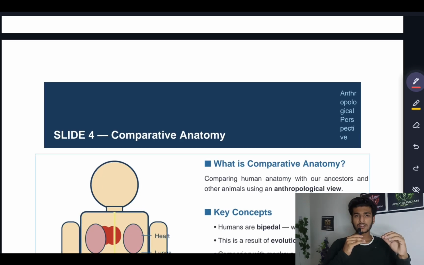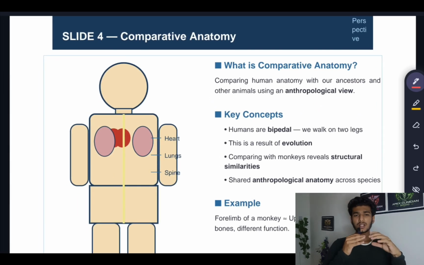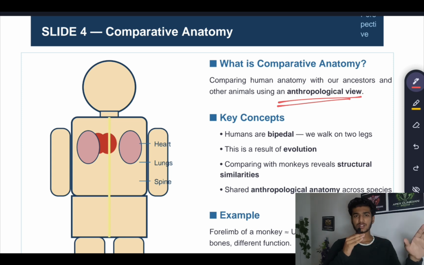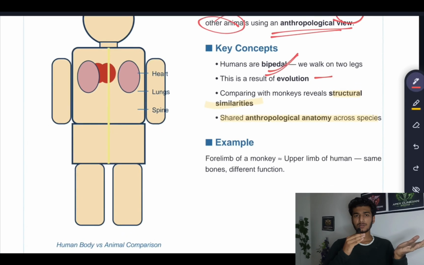After embryology, we have the third type, that is comparative anatomy. In comparative anatomy, we basically use the anthropological view. In the anthropological view, we compare our ancestors or other animals with the human body. You can see that we are standing on two feet, we became bipedal because of evolution. If we start comparing our anatomy with animals such as monkeys, you will see similarities because we share anthropological anatomy. So this is another type of anatomy, and after that you will see topographic anatomy. What is topographic anatomy?